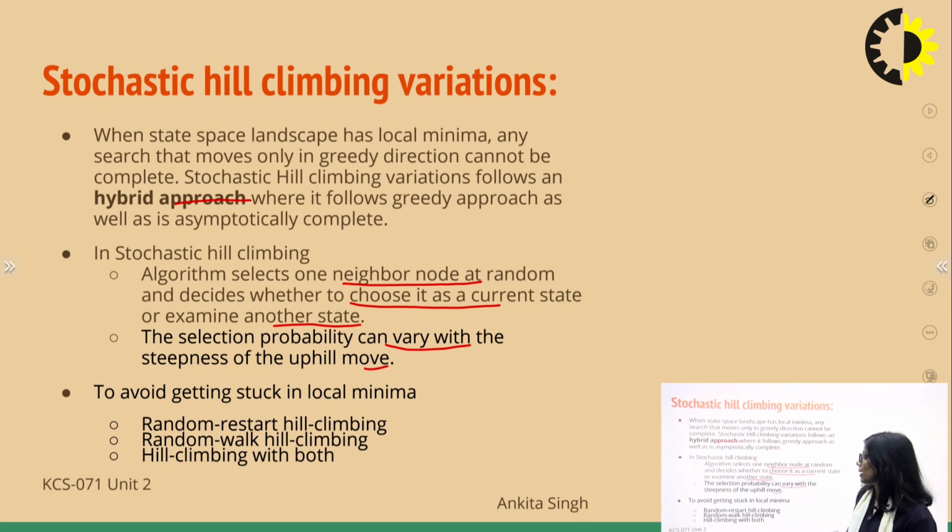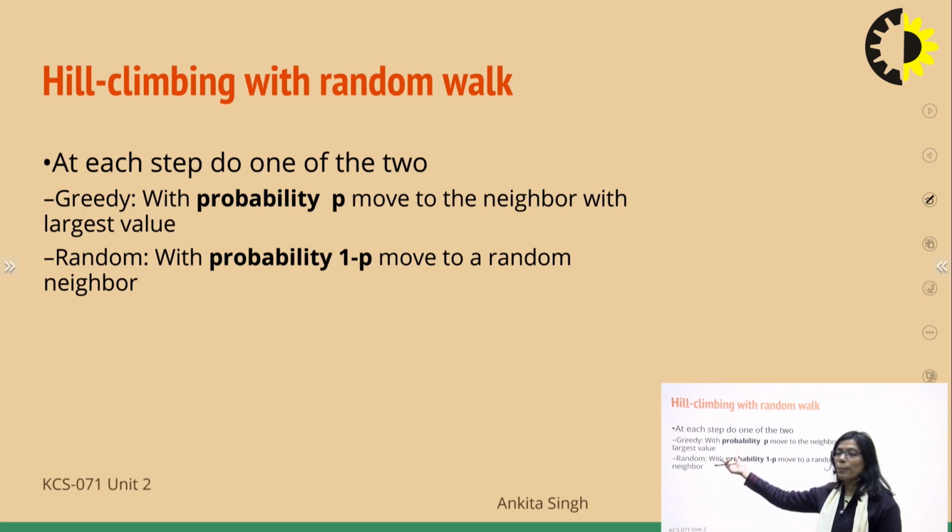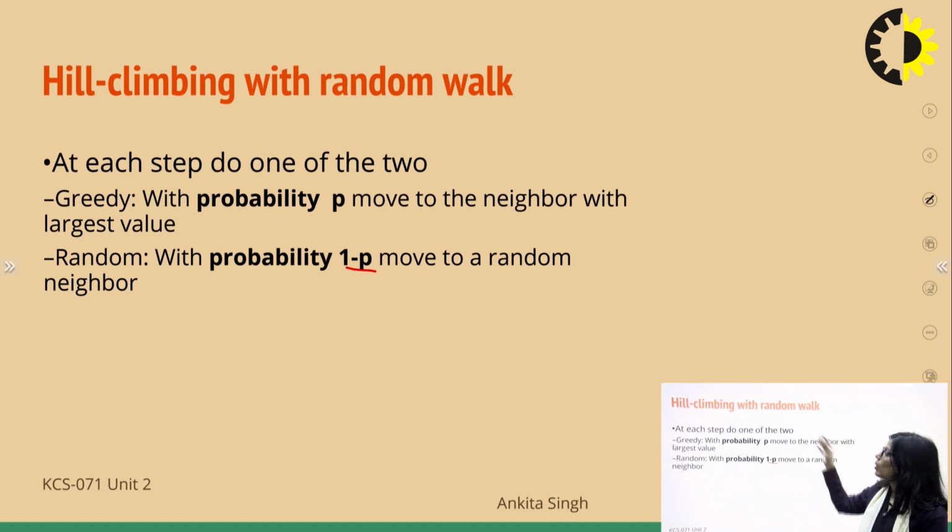Now, to avoid getting stuck in local minima, we have three variations: random restart, random walk, or hill climbing with both. In hill climbing with random walk, with probability P, I will move to the neighbor with the largest, better value than me. And with probability 1 minus P, I will move to a random neighbor. So first, I am selecting my next node based on my objective function value. The node which has a better value than me, I will move to that node. But in the other case, I will just select a random node.